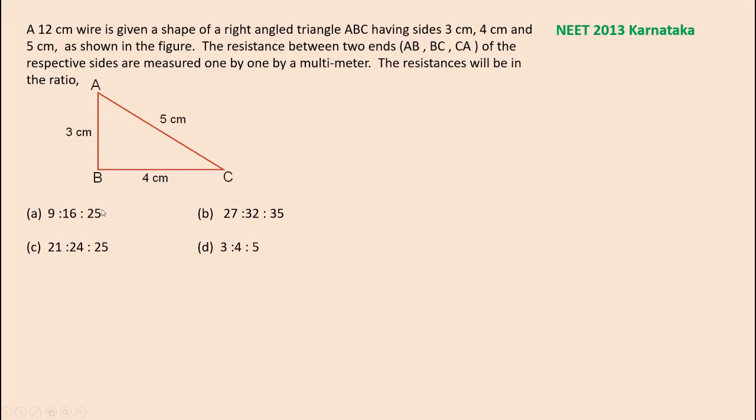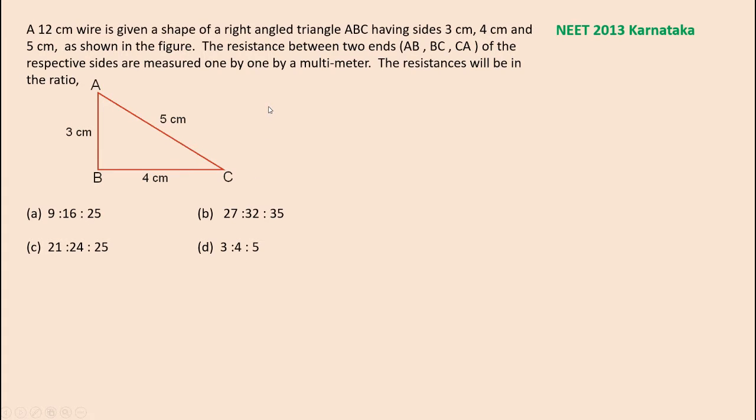This is the diagram. 4 options are given. Option A: 9:16:25. Option B: 27:32:35. Option C: 21:24:25. Option D: 3:4:5.